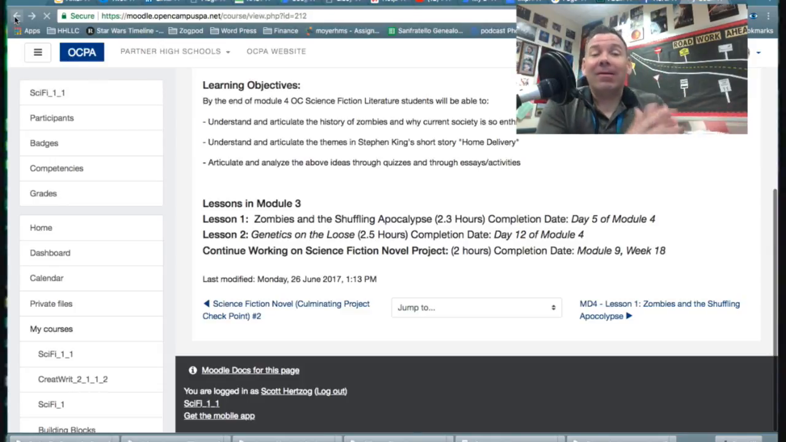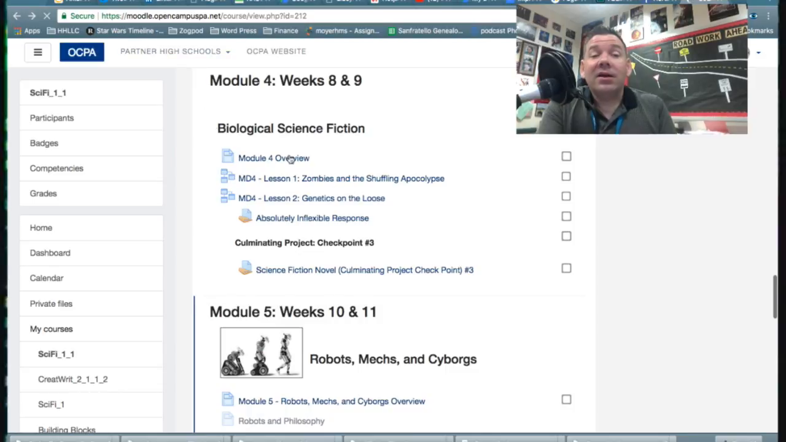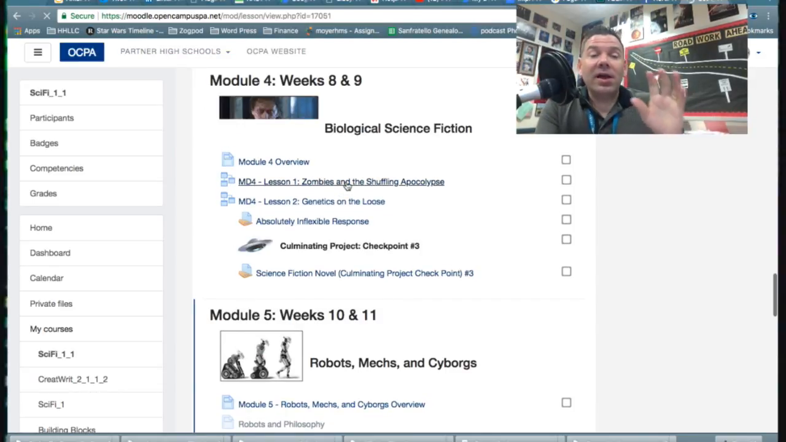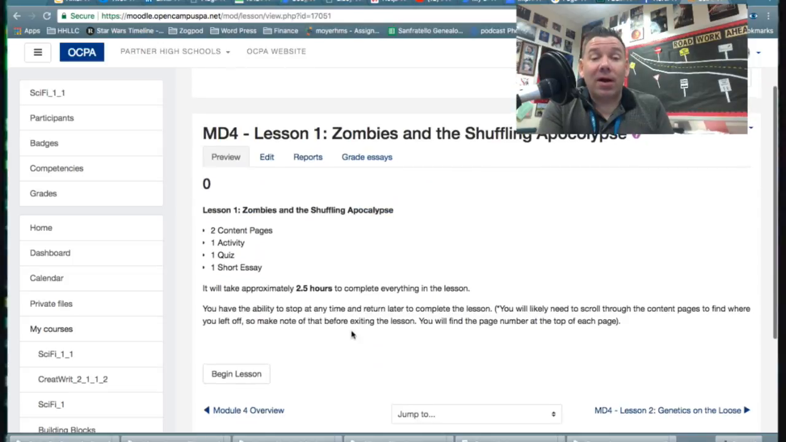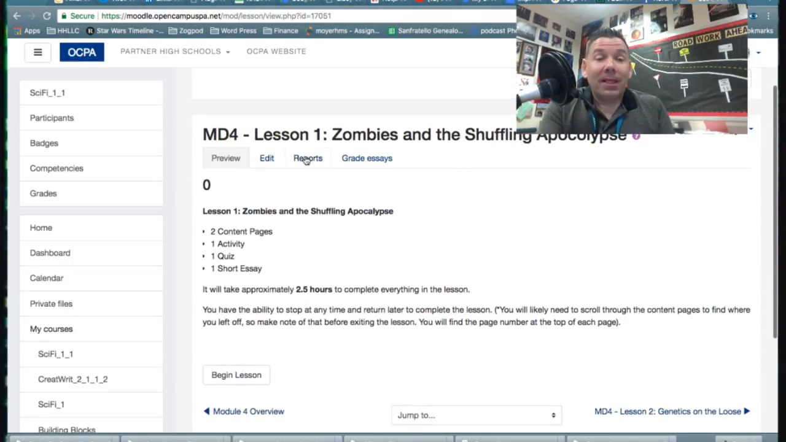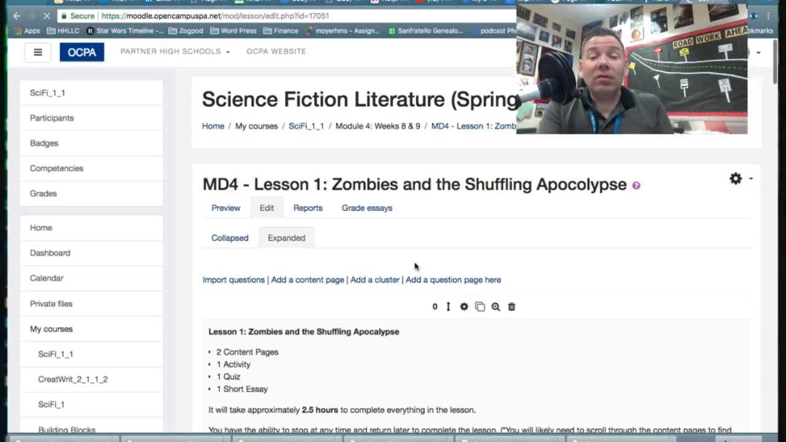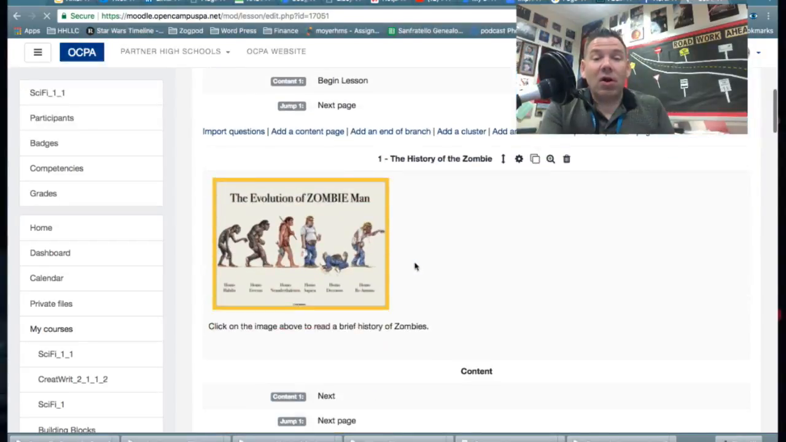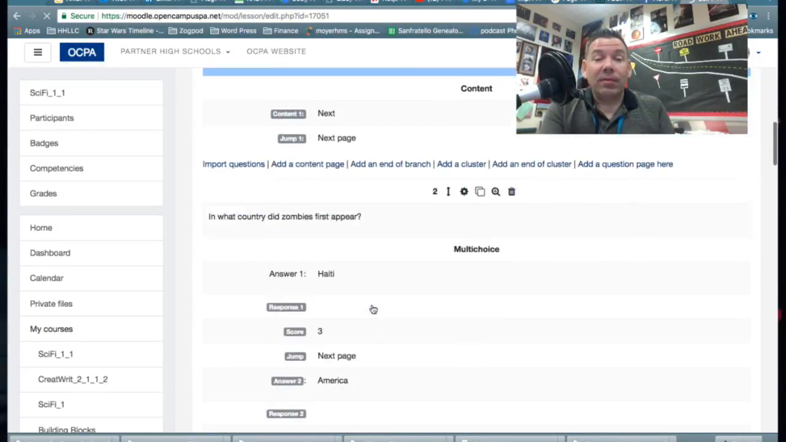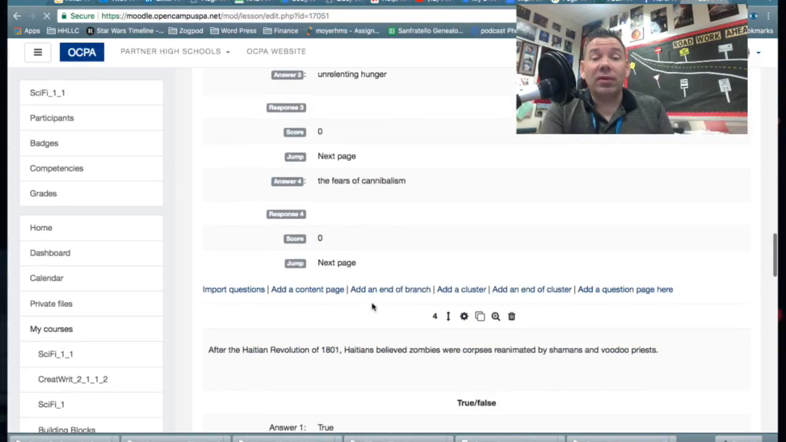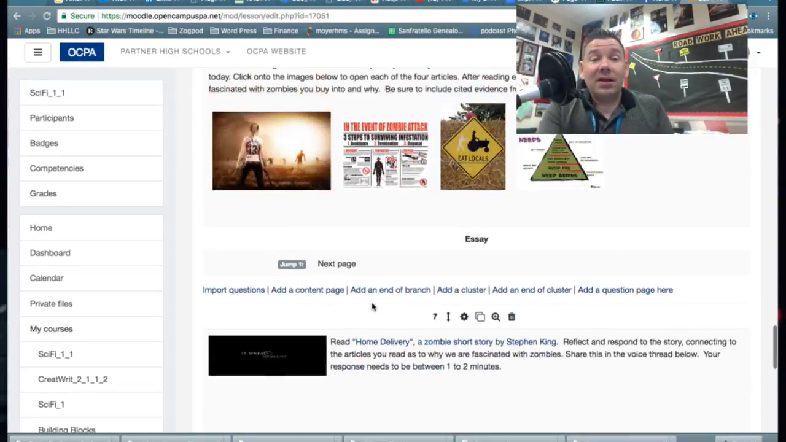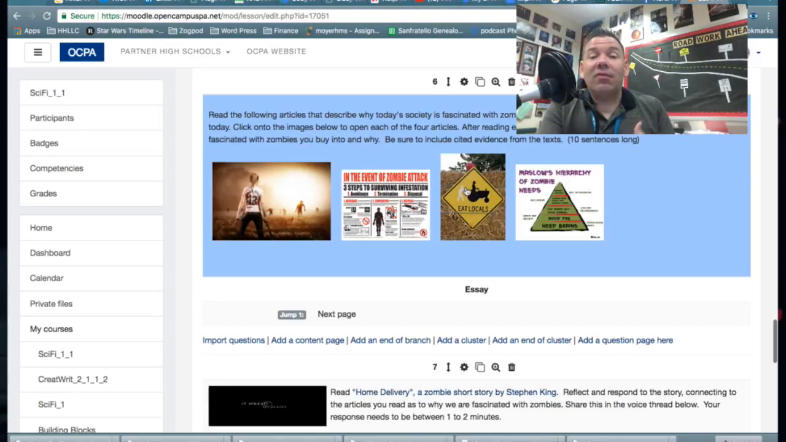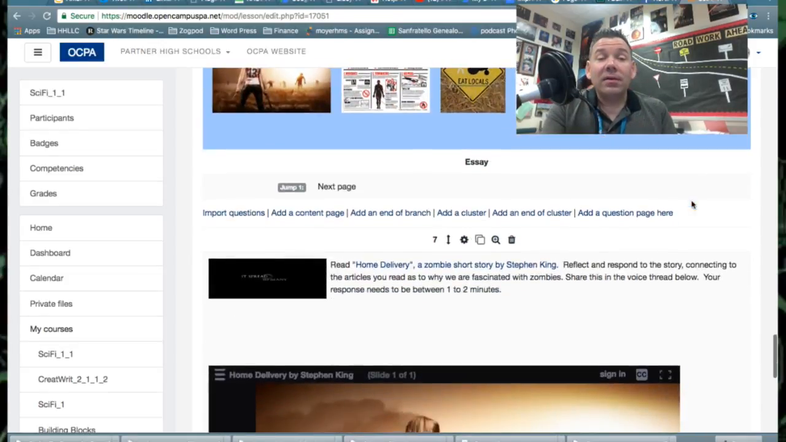Hopping back out, the first lesson deals with zombies, and we're going to be looking at a bunch of different things in this zombie project. I'm moving slow here this morning, but as I look at the overview, we're dealing with the history of zombies. I believe there's an article you just click to read, a brief history of zombies, and there's a small quiz that goes with that. Then there are some articles as to why we are fascinated with zombies today. These articles should all work, and I want you to read these 4 articles and then respond.